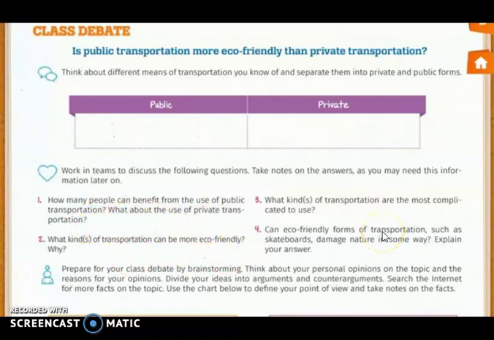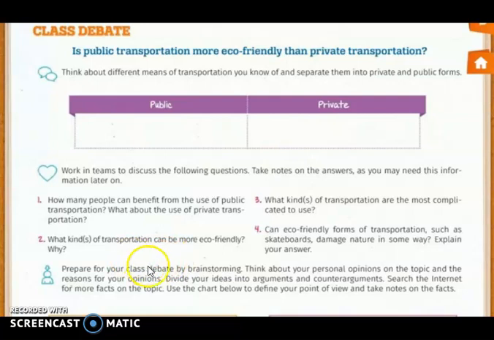Okay, the first one says, how many people can benefit from the use of public transportation? What about the use of private transportation? No, we know that the public is more useful because it's more available for more people. So think, what do you think about this?